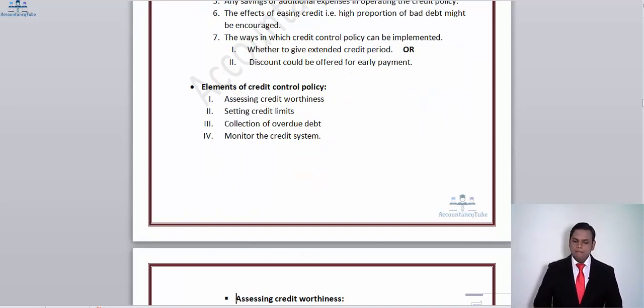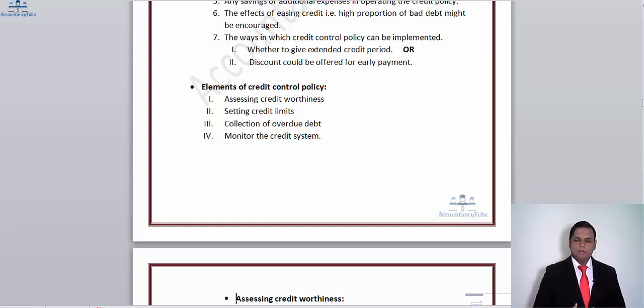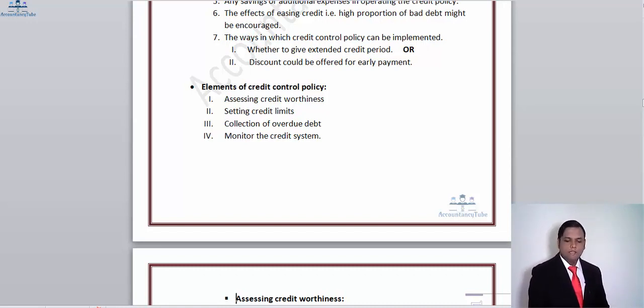Now, there are certain elements of credit control policy. Here we are formally stepping into the concept of making a policy. That is, the first step is assessing credit worthiness, then we have setting credit limits, then collection of overdue debt, and monitoring the credit system.